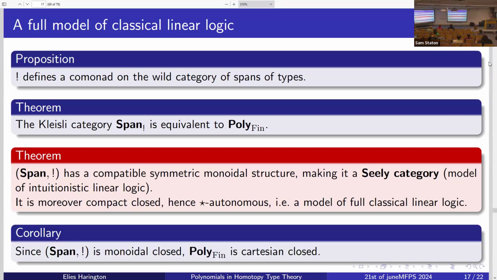And there's a very abstract result that tells you that if you have a Seely category, its Kleisli category is Cartesian closed. And so we get as a direct corollary this result from 3 years ago that the category of finitary polynomial functors in types is a Cartesian closed category. And so if you know it's an infinity category, you know that it's actually a Cartesian closed infinity category.